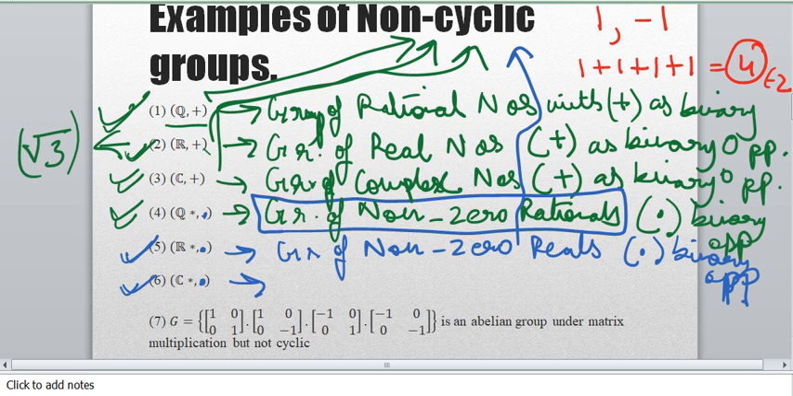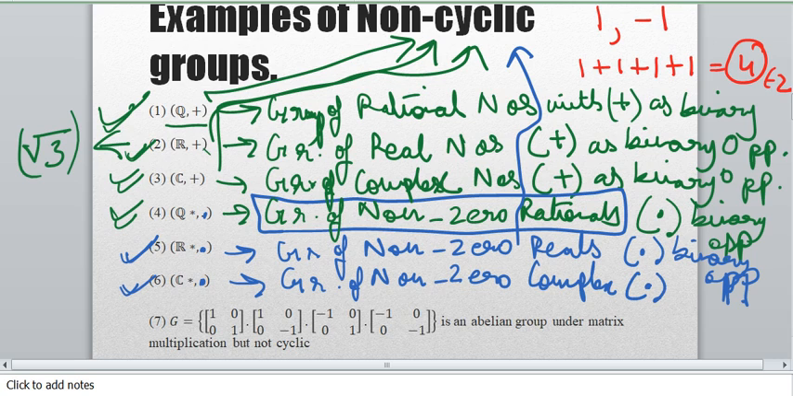So the group of non-zero complex numbers, with multiplication as the binary operator. The binary operator is written on top, so I showed you with an arrow. So this again is not a cyclic group.